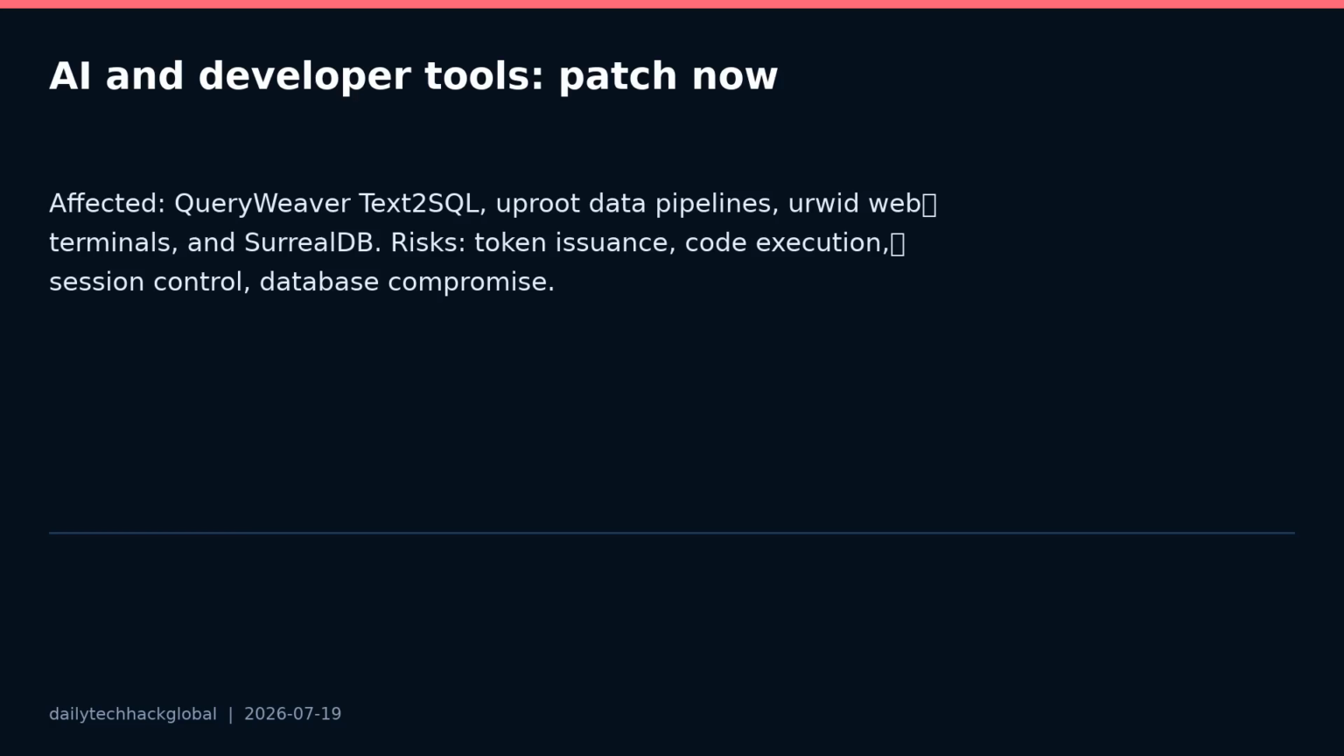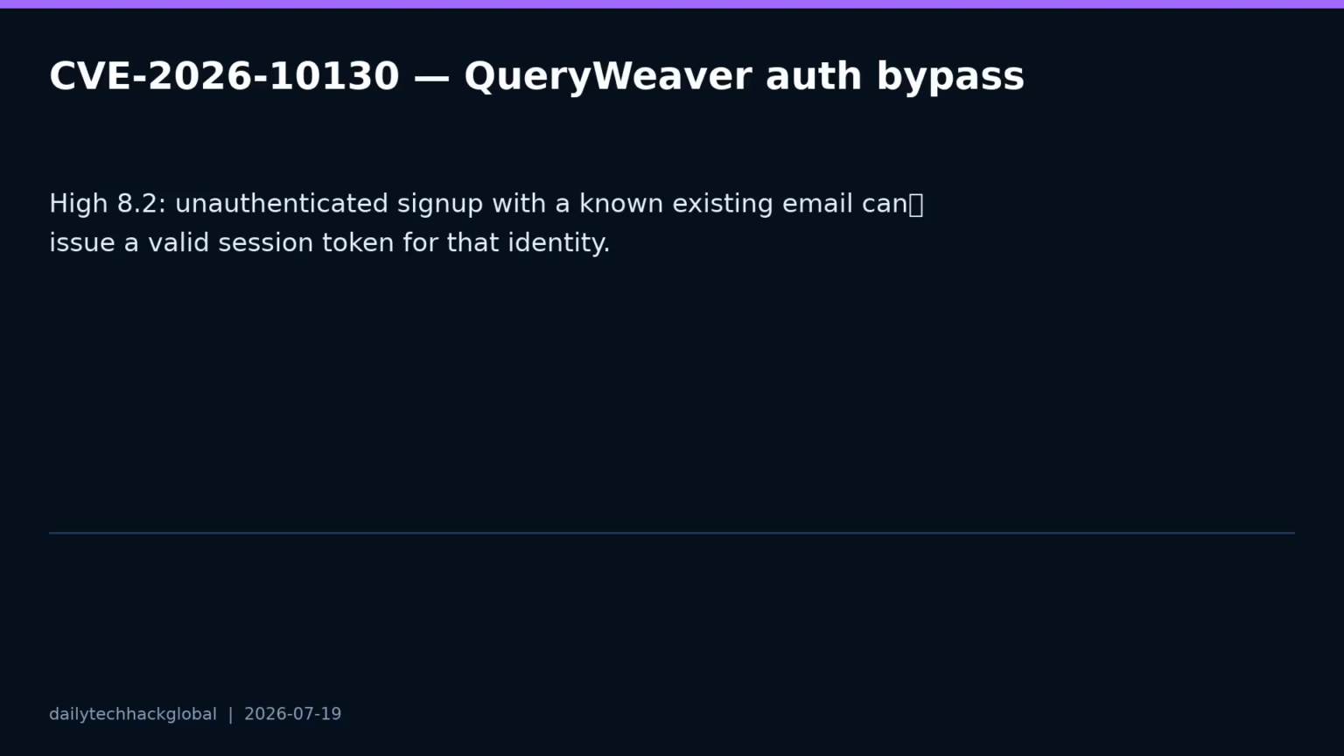An unauthenticated user can submit a sign-up request with a known existing email address and receive a valid session token linked to that identity. Confirmed facts from NVD and linked project references are limited to the advisory-level description. This briefing does not include exploit steps or proof-of-concept details. Why it matters: a natural language database interface often sits in front of business data, analytic stores, or internal knowledge graphs. If identity boundaries fail there, the AI interface can become an unintended data access path.